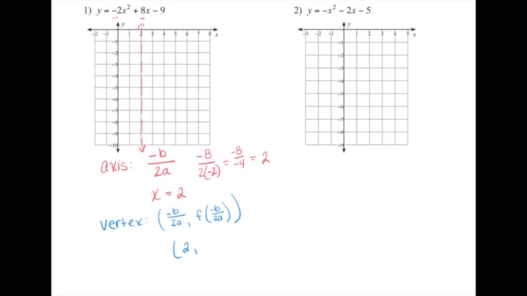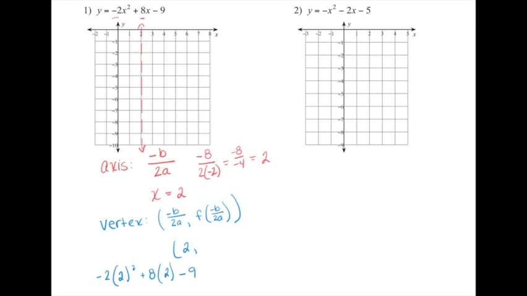Well, I need to find my y value. Well, how do you ever find a y value? You plug it in, all right? So I'm going to take my function here, and I'm going to plug in that 2. So I'm going to say -2 times x squared. My x is 2. 2 squared, plus 8 times my x value, which is 2, minus 9. I'm just plugging it into my original equation, negative 2x squared plus 8x minus 9. So everywhere I have an x, I'm plugging in that number I just found for my axis, okay?